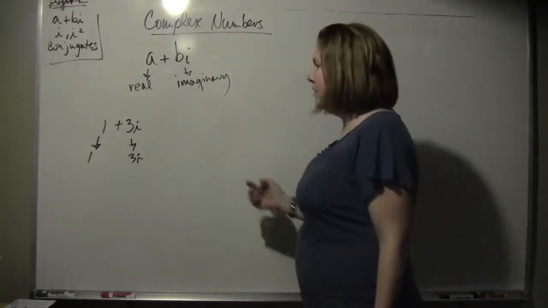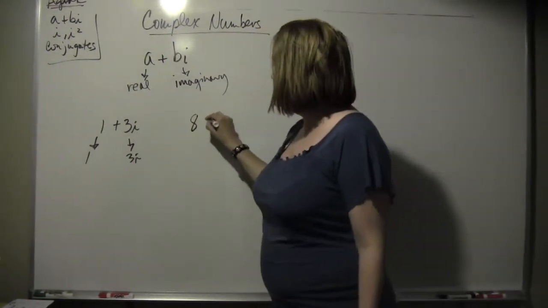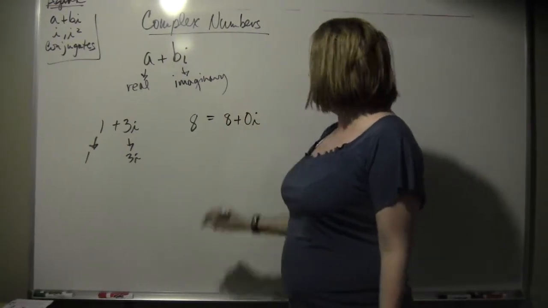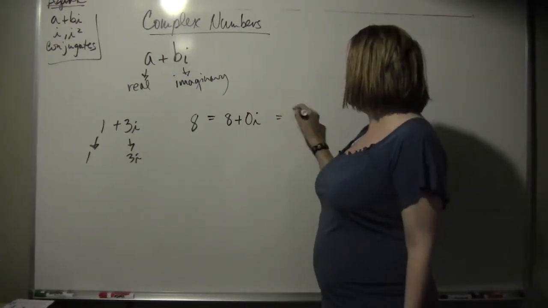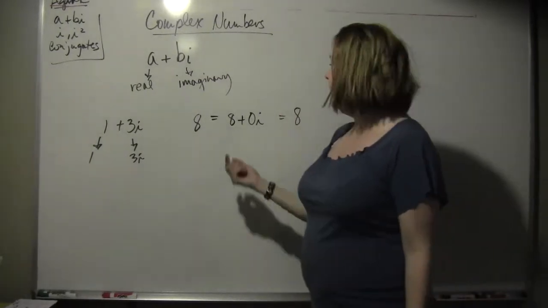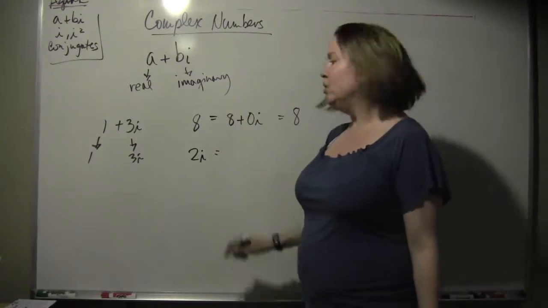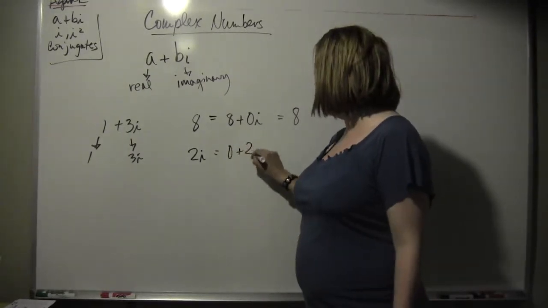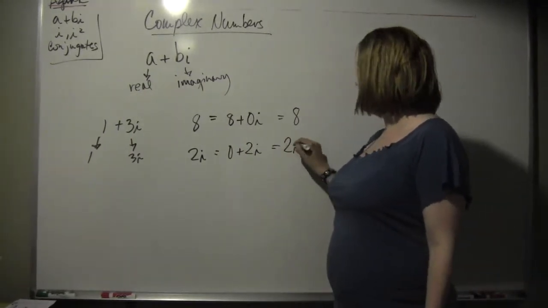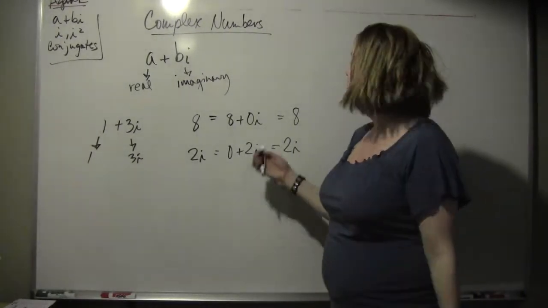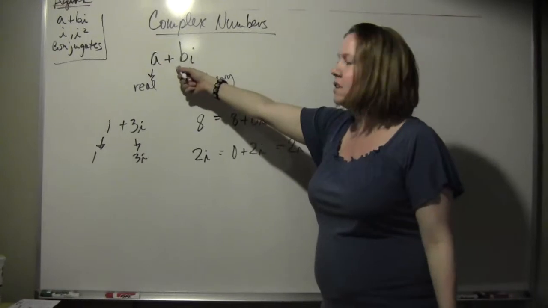And then say the number 8, you can write that as 8 plus 0i. So it just equals 8. And then if you have the number 2i, you can write that as 0 plus 2i, which is just 2i. Okay, so every kind of number can be written in terms of this complex form.